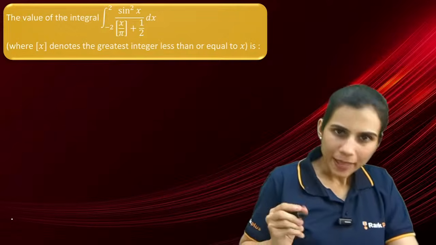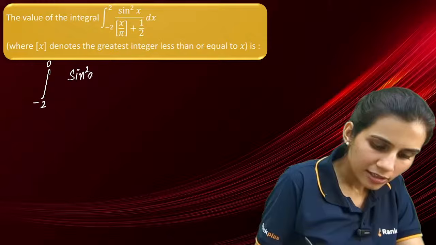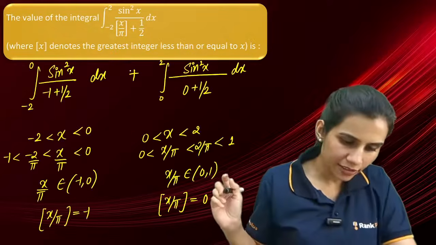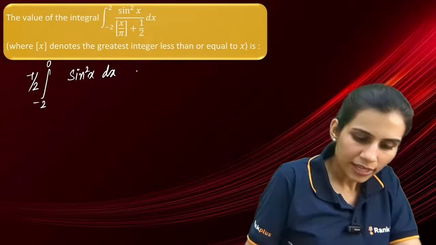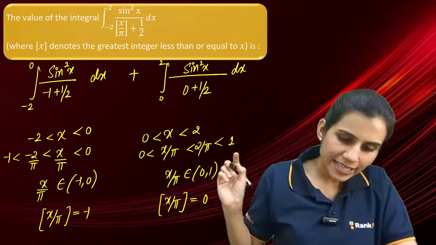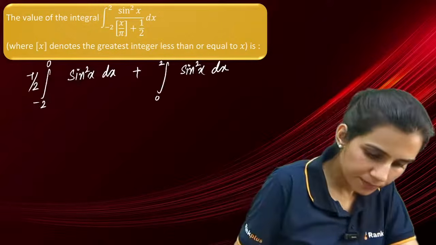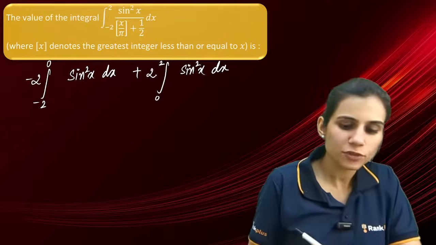Okay, that means eventually you are getting minus integral from -2 to 0 of sine square x dx, and here I have minus 1 plus half, which means minus half. Plus again integral of sine square x dx from 0 to 2, and next is upon half. This is upon minus half, so this is minus 2 upon half, so this is 2.